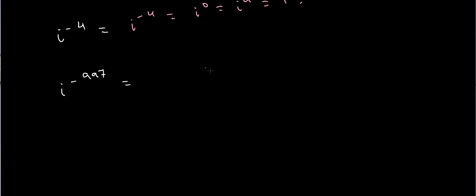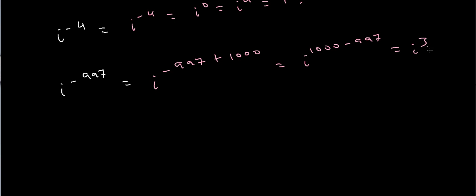So this is like our last example. Well, we've got i to the minus 997. So this is the same thing as i to the minus 997 plus 1000. I can add 1000 because 1000 is a multiple of 4, and that won't change the answer. And minus 997 plus 1000 is 3, so that's just i cubed. And as we established, i cubed was just minus i. So i to the minus 997 power is minus i. So in this way you can establish what any power of i is.